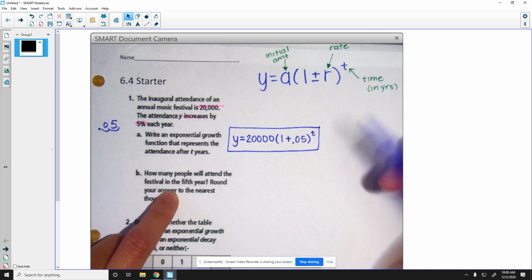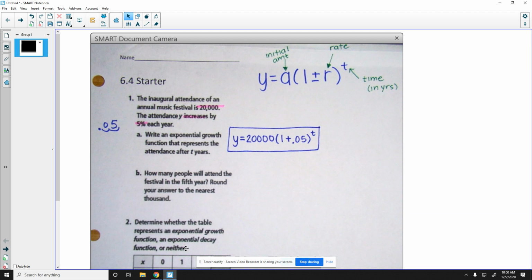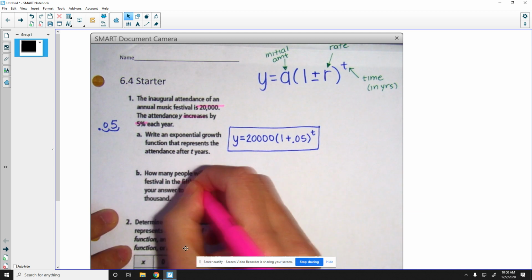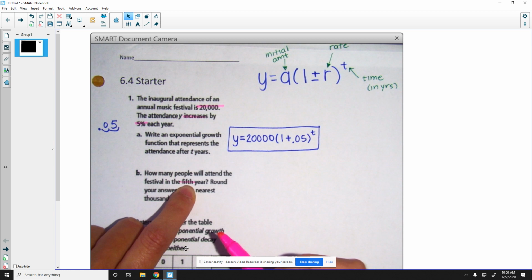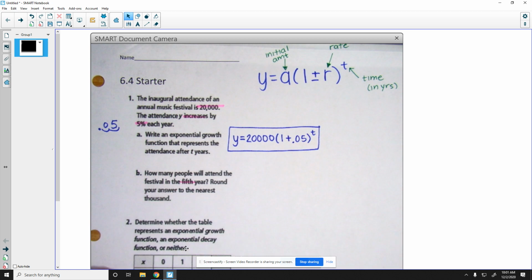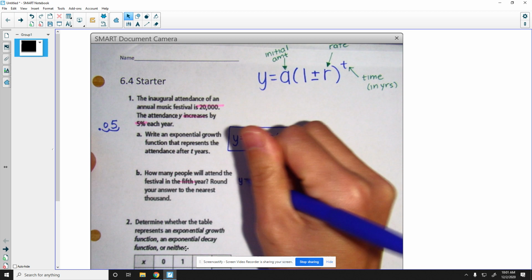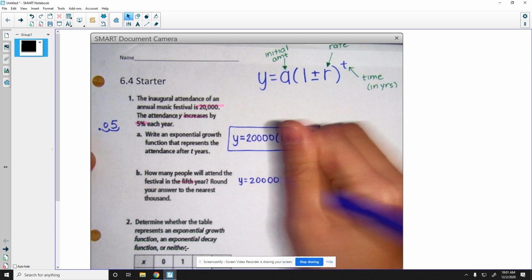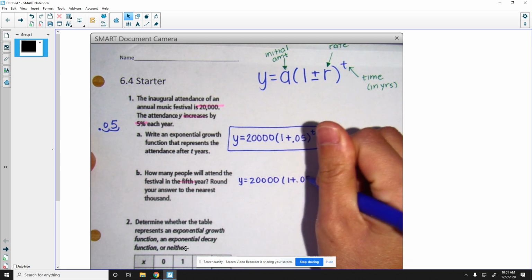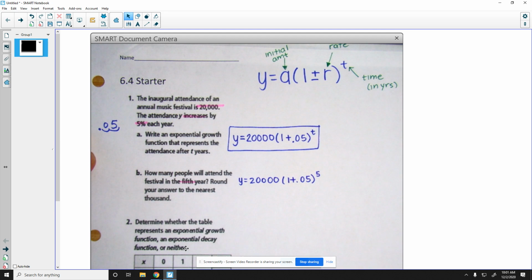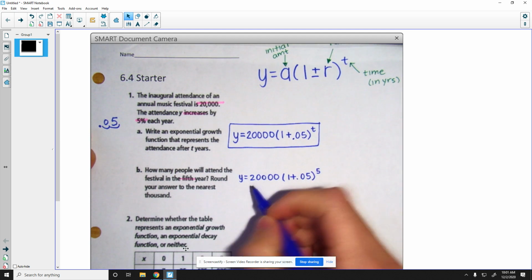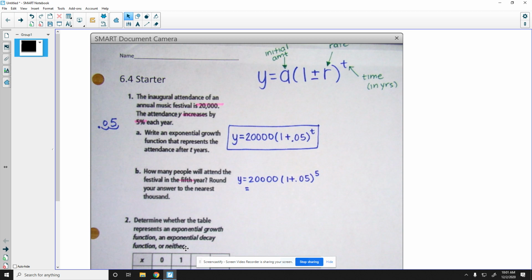So now letter B then, it says, how many people will attend the festival in the 5th year? So in my 5th year, I'm plugging in 5 for what letter here? The T, right? So, okay, so I have y equals 20,000 parentheses 1 plus 0.05 to the T, which is the 5th power. Guys, you have a calculator. You really should not be doing anything other than putting this in your calculator, okay?